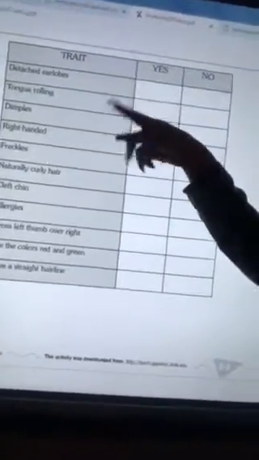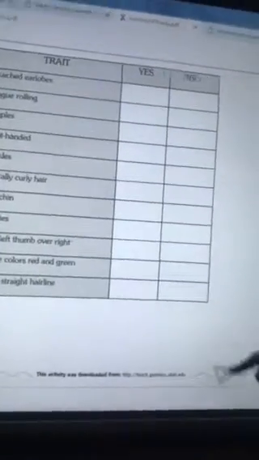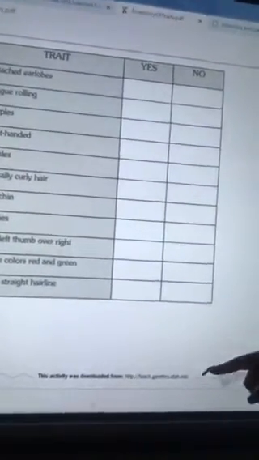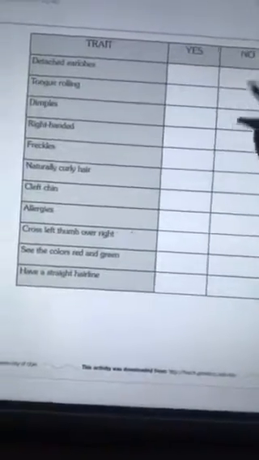So I'm going to come a little closer so that you guys can see what it looks like, okay? So here, the traits are detached earlobes, tongue rolling, dimples, right hand, freckles, natural curly hair, cleft chin, allergies, cross the left thumb over the right, see the colors red and green, and having a straight hairline. You will tell me yes or no if the people in your group have that, or how many people in your group have it, yes, how many people in your group do not have it, okay?